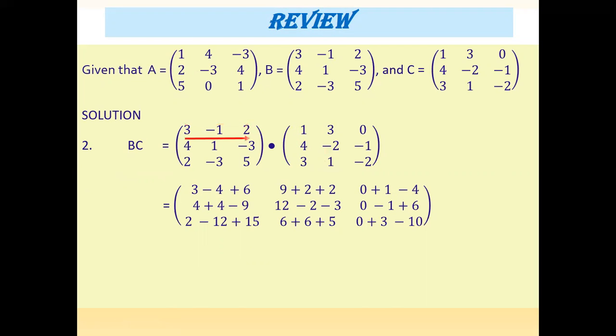You take the second row here in the first matrix and you multiply by the first column, then you multiply by the second column, then you multiply by the third column of the second matrix. Then you take the third row of the first matrix and you multiply by the first column here, then you multiply by the second column here, then you multiply by the third column here, and you get your answer as you can see below. So if you add everything up and simplify, you should have something like this.